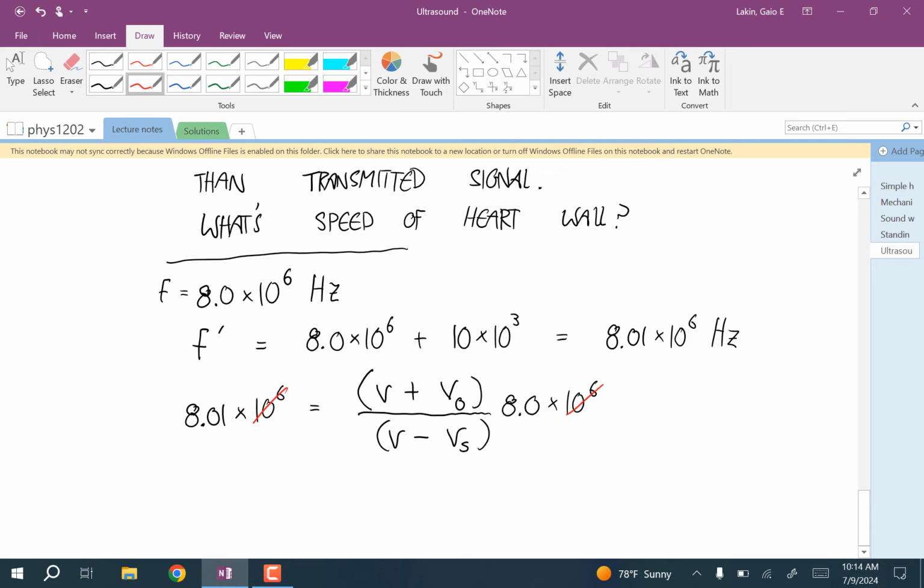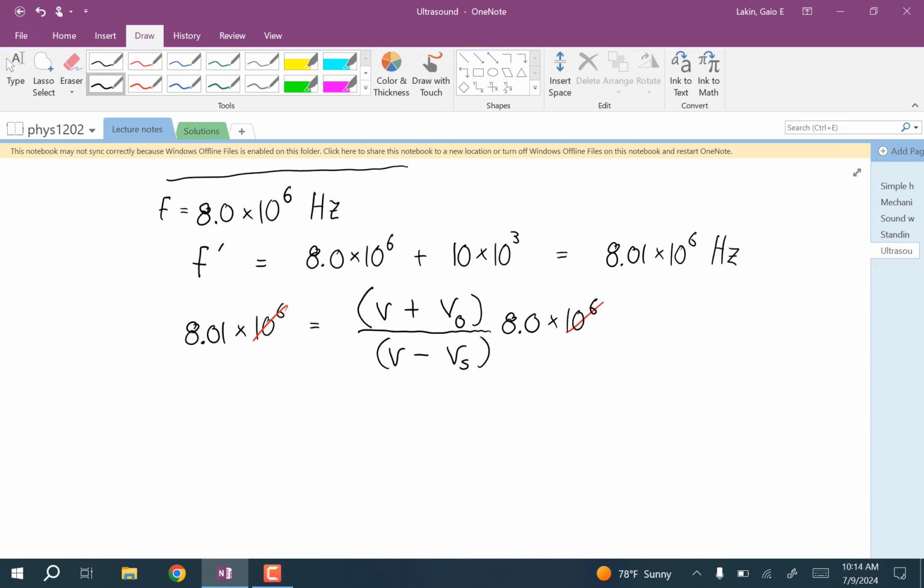And we can then divide both sides by the 10 to the 6 just to make it a little simpler. And so I'm going to divide both sides by 8.0. So we have 8.01 divided by 8.0 is equal to 1500 plus the observer here is the ultrasound receiver, and that's not moving at all, so the top is just going to be 1500. And then the denominator is going to be 1500 minus the speed of the source that we're trying to calculate.